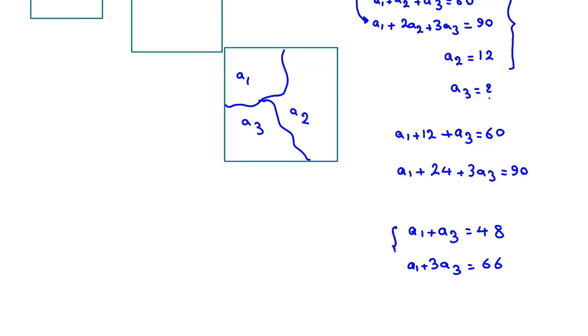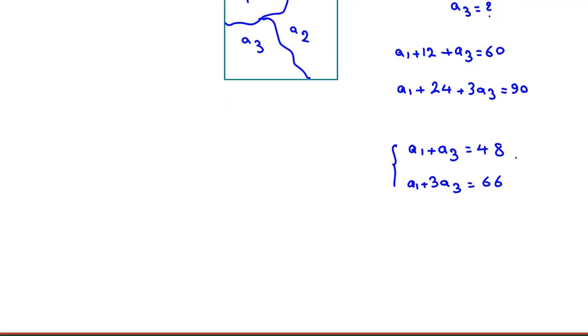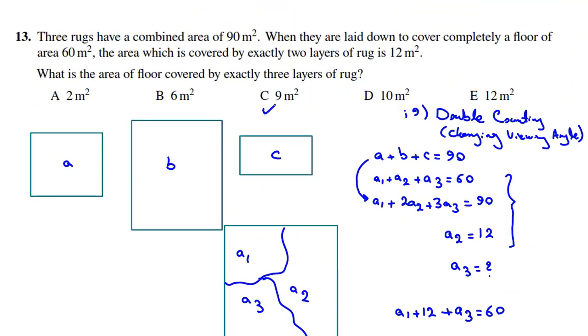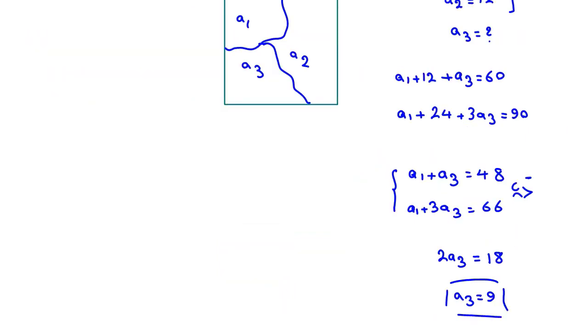Okay, so we have these two equations. Now we want to find A3. So what can we do to these equations? We can subtract. 3A3 minus A3 is 2A3, and A1 and A1 will be cancelled. 66 minus 48 is 18, so 2A3 is 18. So A3 equals 9. Okay, so it will be choice C, 9 meters squared.